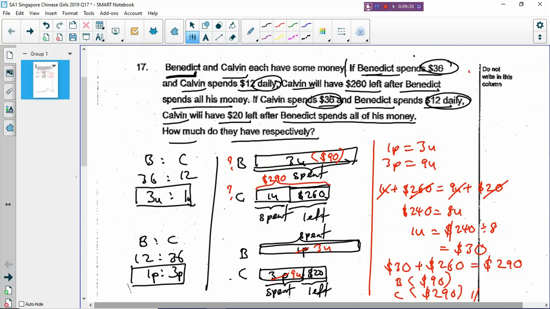All right, so we come to the end of this question 17 SEGS SA1. So hopefully at the end of this short lesson, you have an idea to look out for keywords, especially when you see daily, weekly, or something about the problem that tells you is fixed.